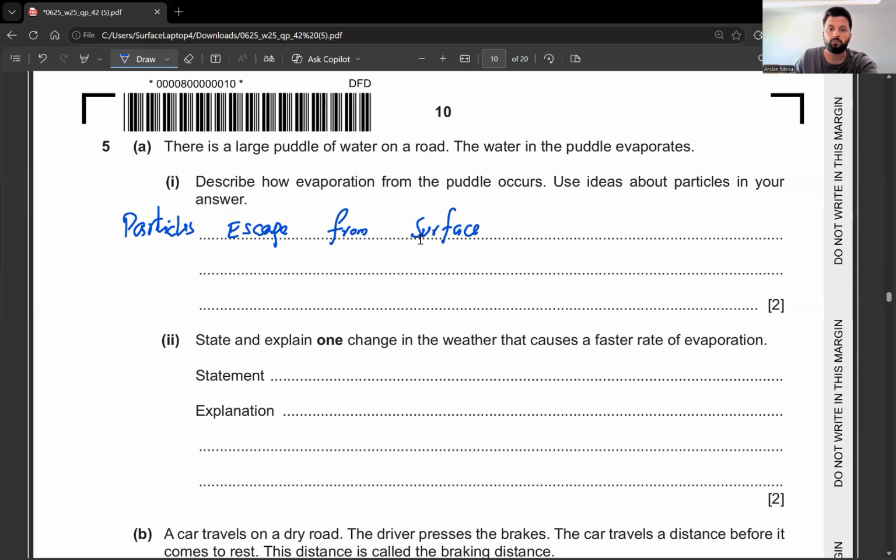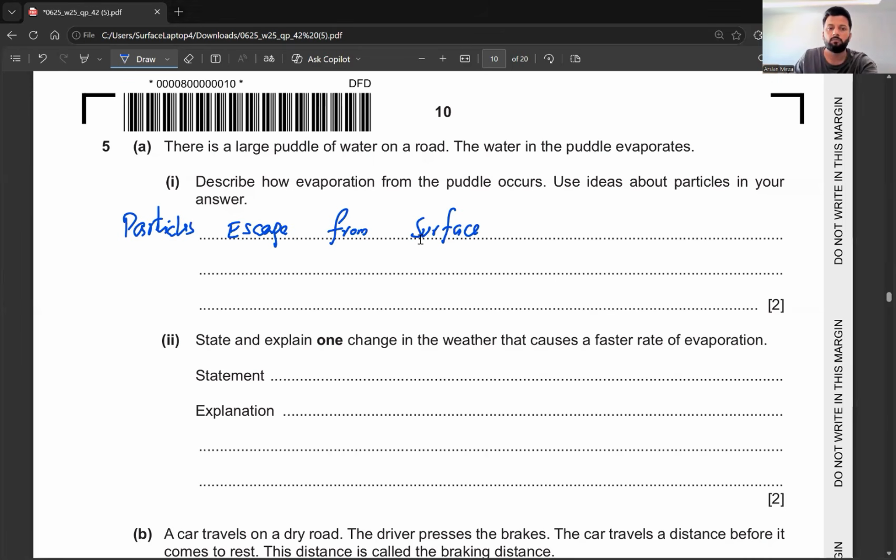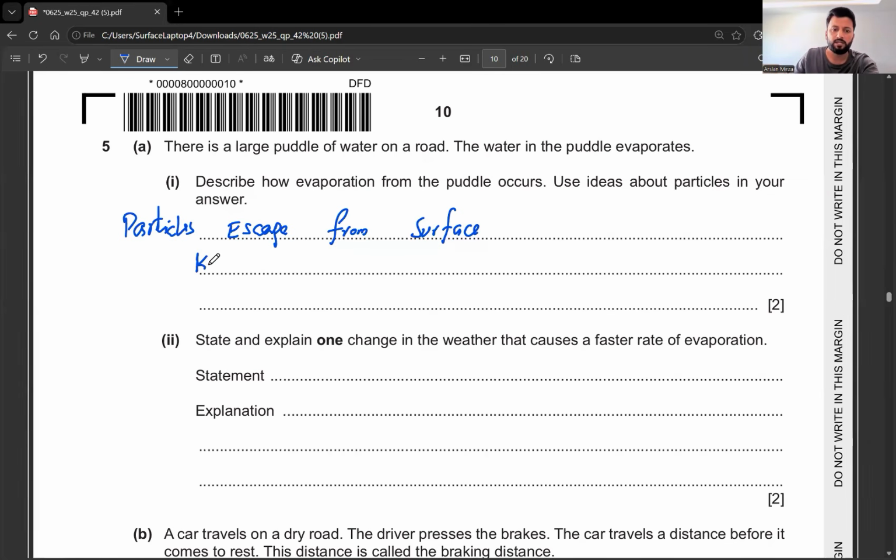Which particles escape? Those which have maximum energy, due to speed. So those particles which have more kinetic energy escape. Whenever I talk kinetic energy, it means speed, fast molecules. So you can just write in your own words, faster molecules, more kinetic energy, escape. So you will just write the factors.